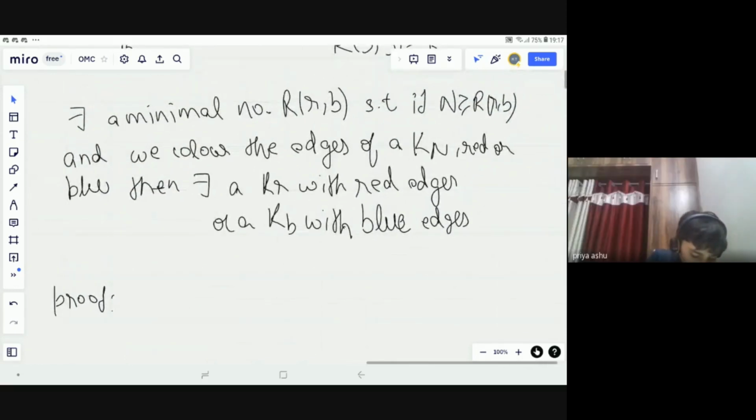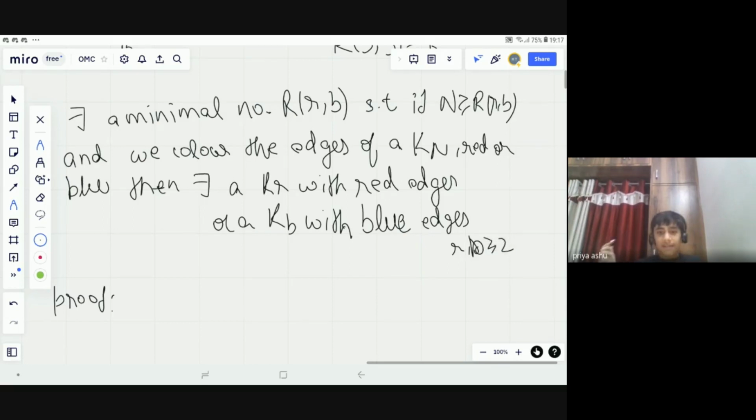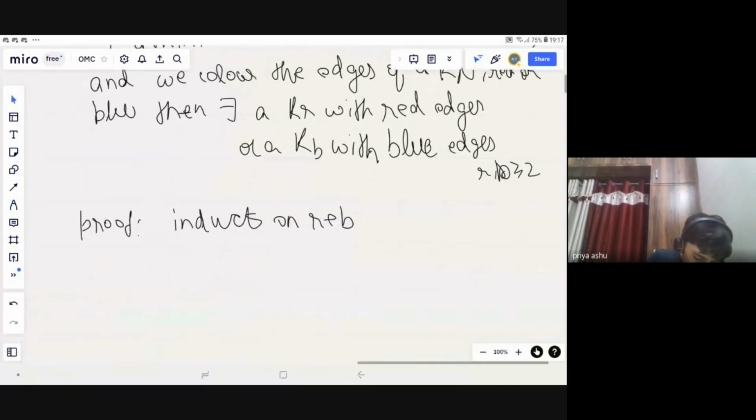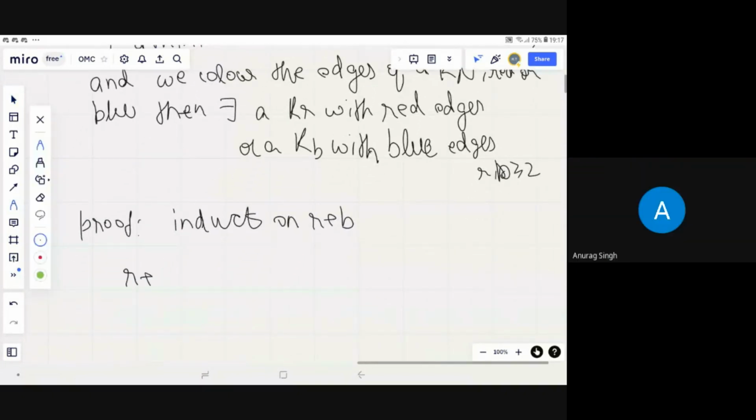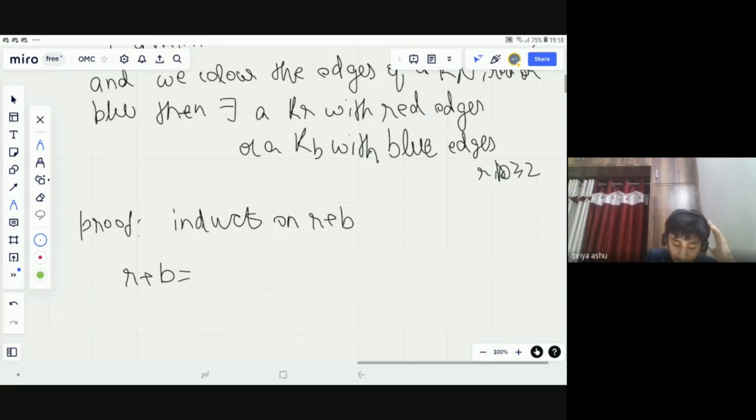Yes, what I was saying is that we need to assume that r and b are at least 2, just because a K1 with an edge makes no sense. So how do we prove that R of r comma b exists? We'll induct on r plus b. For the base case, the base case is the hexagon, the 6 point graph. Yes, exactly. We can also take it as 6, but we can also take it as 5, but I'll just take it as 6. That is exactly what you said, that R of 3 comma 3 would be 6, what we proved above. But there's just one more configuration, which is R of 4 comma 2.